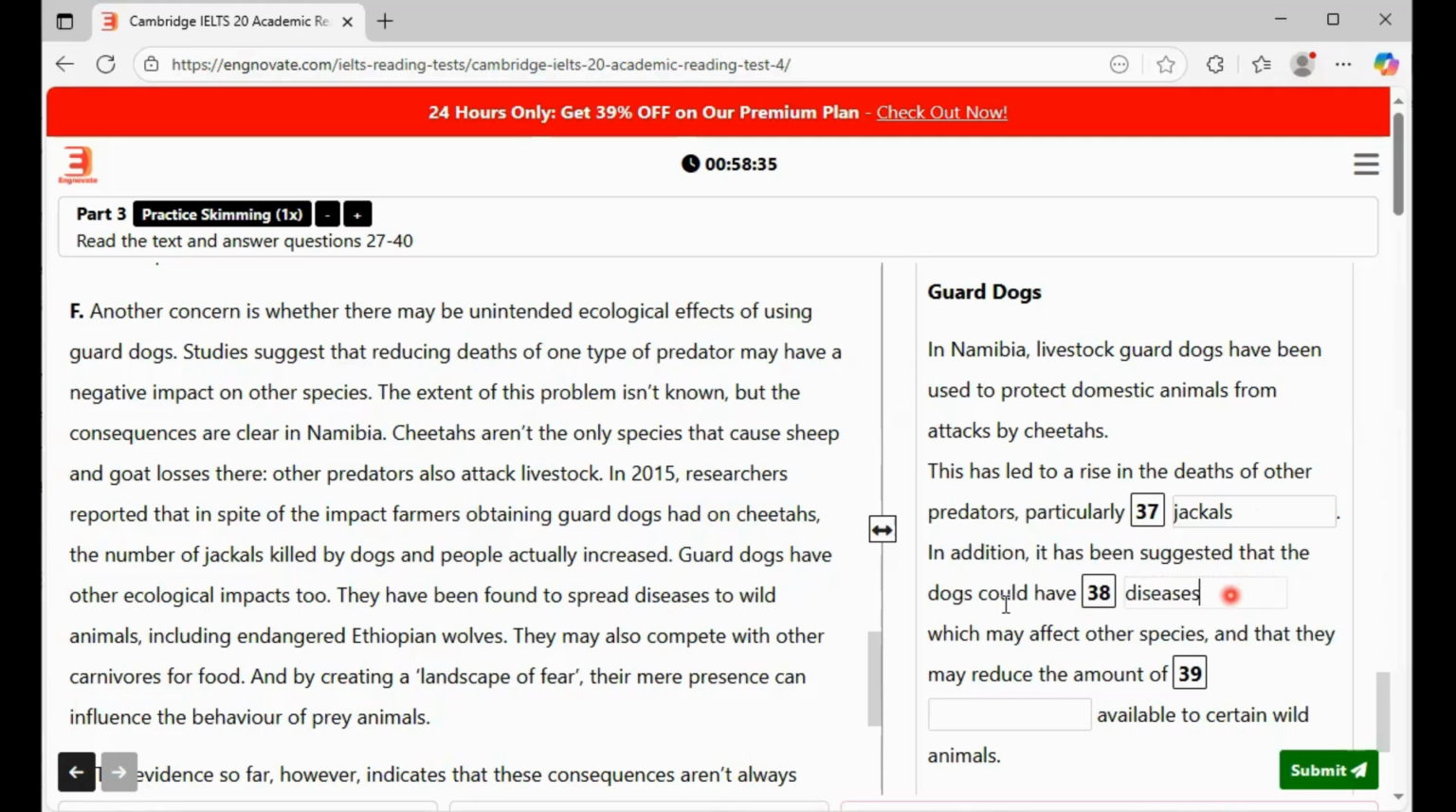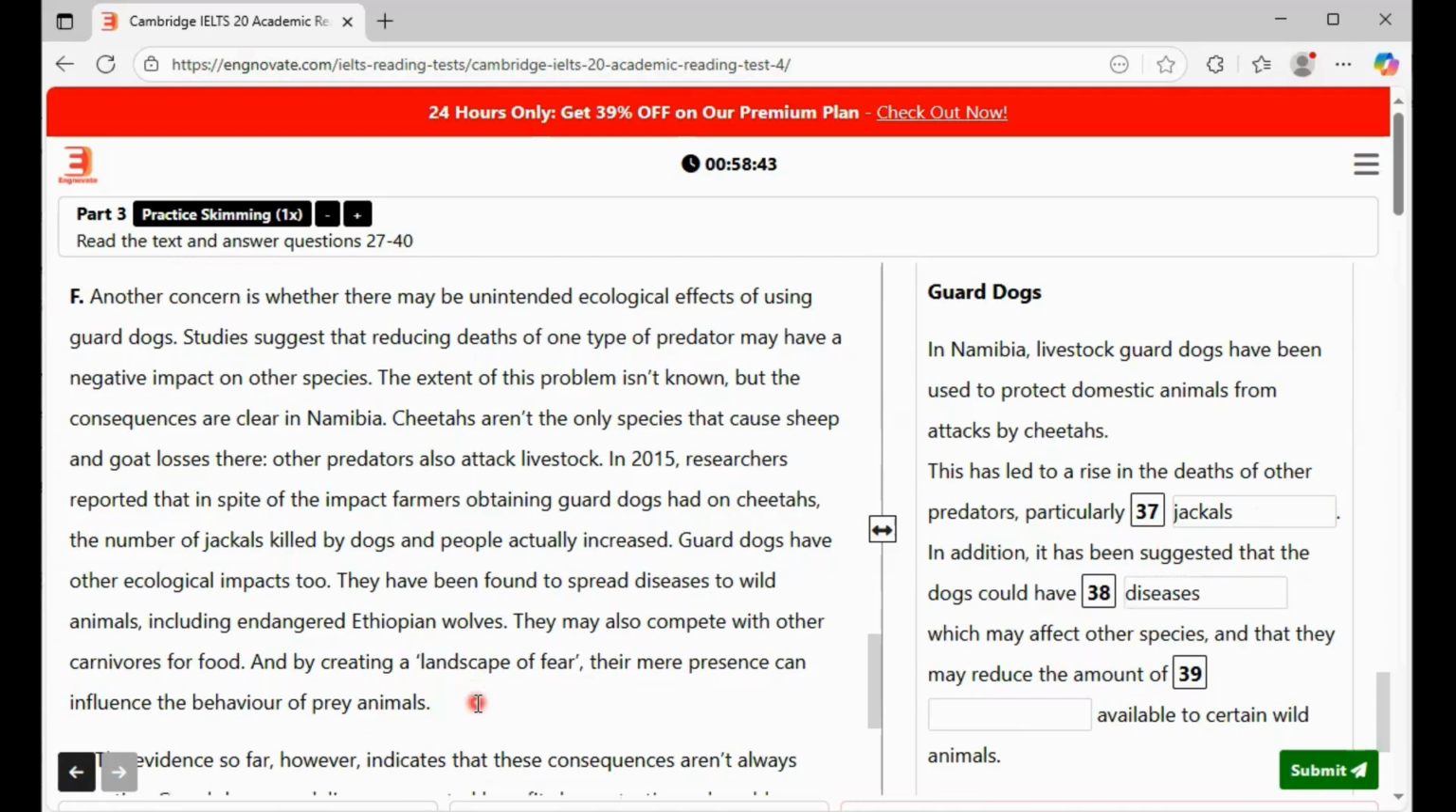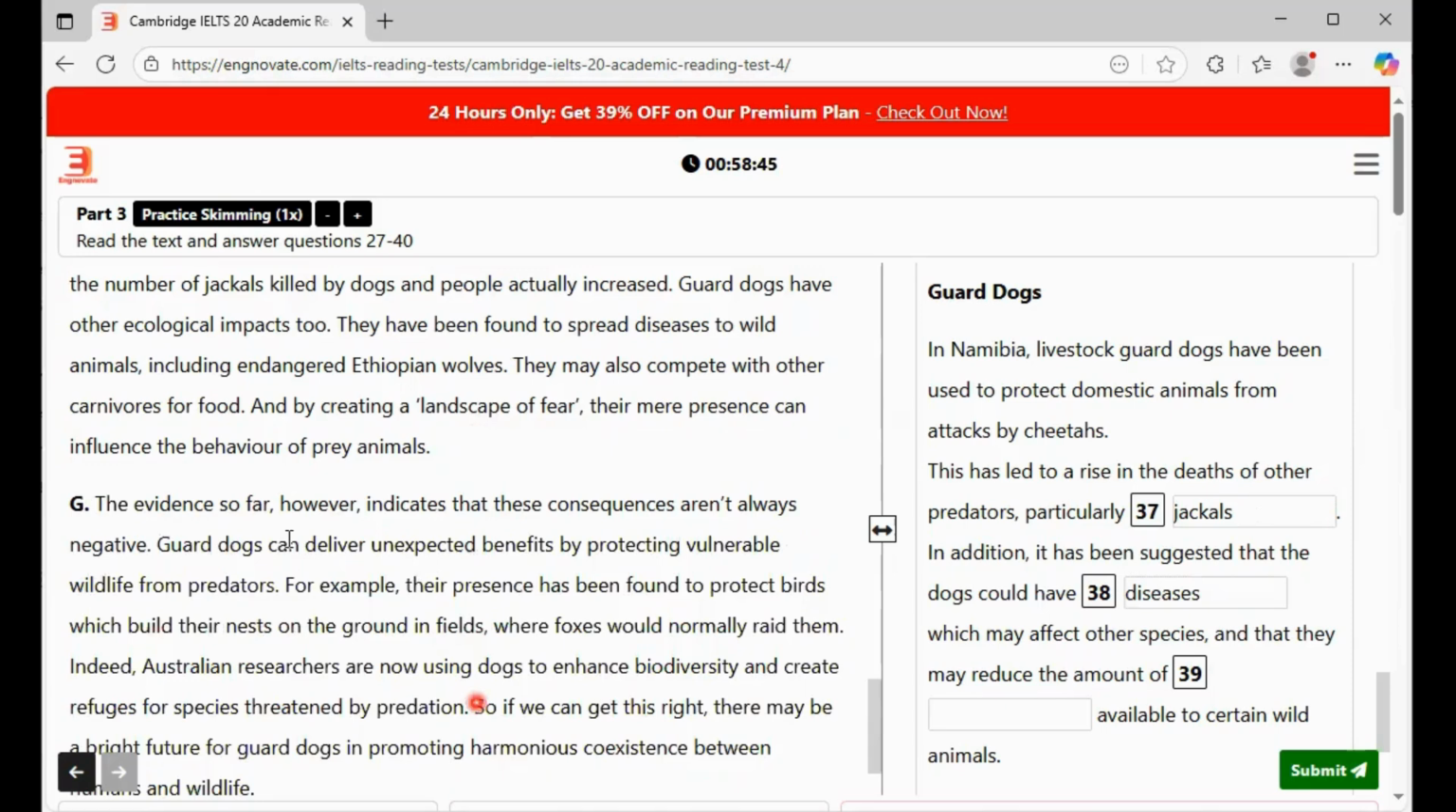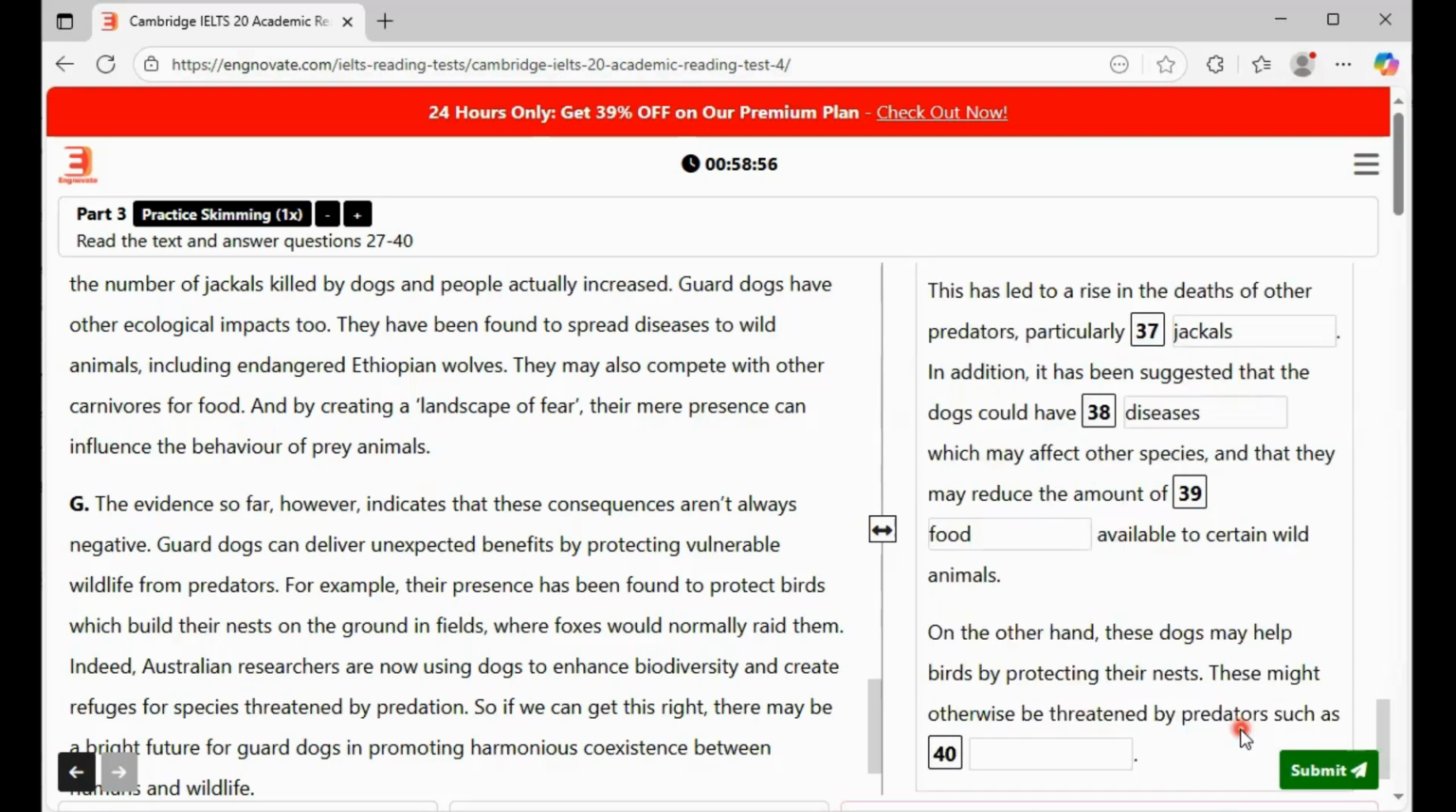Diseases. They could have diseases which may affect other species, and they may reduce the amount of food available to certain wild animals. Reduce the amount of what? They may compete with other carnivores for food. That's going to be food. Food. Can you see? All my answers to this one are towards the end.